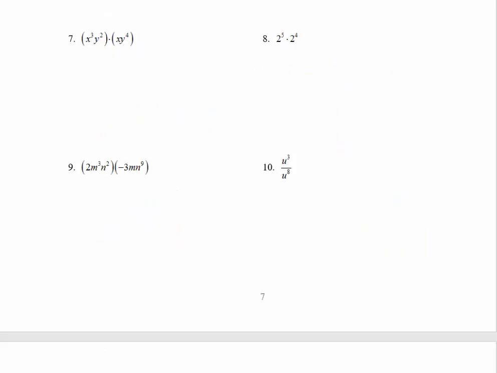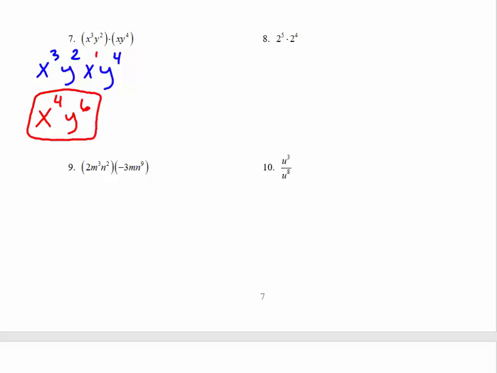Number 7, parentheses x cubed y squared times parentheses xy to the 4th. There's no power on the outside, so we don't have to distribute a power to any power. We're actually just multiplying x cubed y squared times xy to the 4th. So when we're multiplying, what do we do to powers? We add. Again, this x has a power of 1, so you can put that there if it helps you remember it. So x cubed times x is x to the 4th when we add the powers, and y to the 6th, again 2 plus 4, we just add the powers.